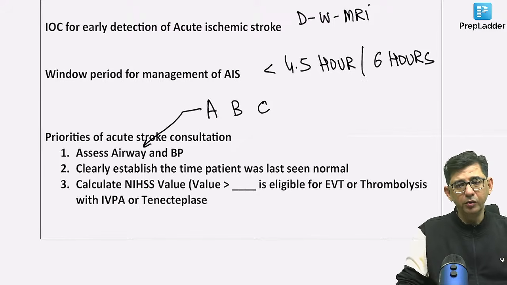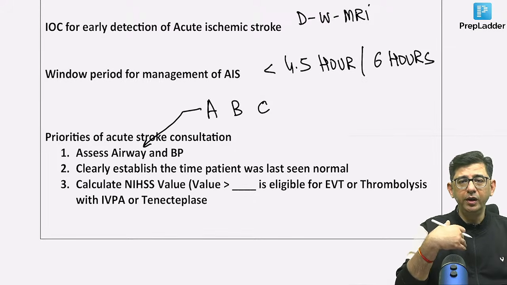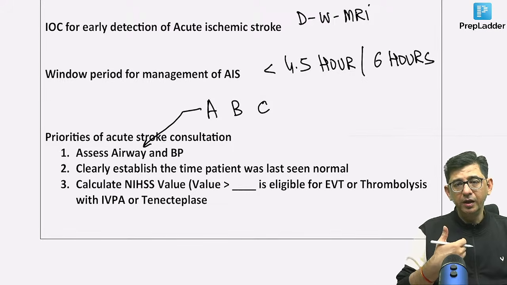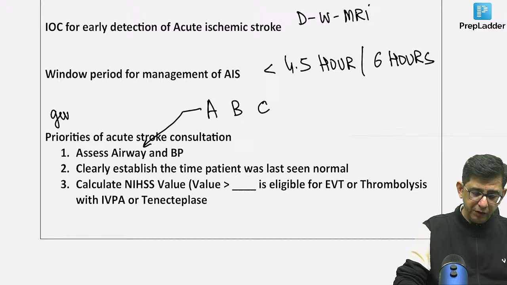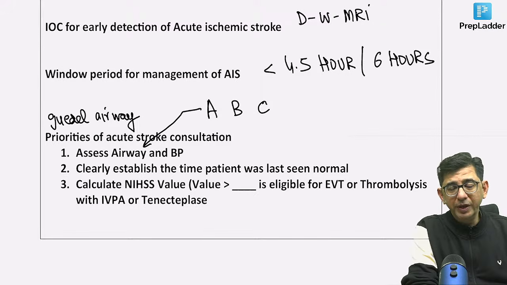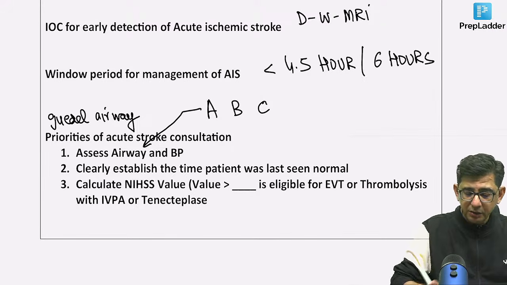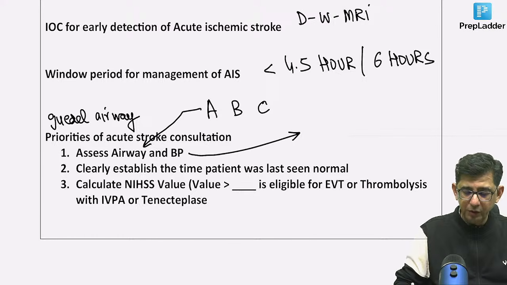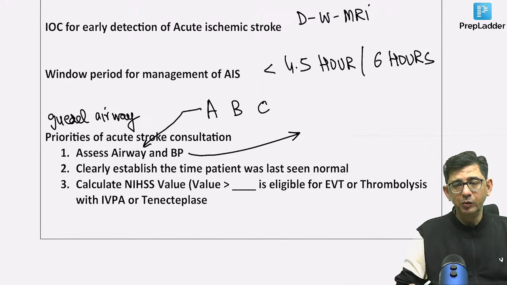I mean, how would you secure the airway? If the tongue is falling backwards and the person's tongue can occlude the airway, we can put in a Guedel's airway, and this Guedel's airway can help in preventing the tongue from falling backwards. B is not for breathing. B is not for breathing in this case. Normally in ABC it is airway, breathing, circulation, but in stroke management, do not say breathing here.